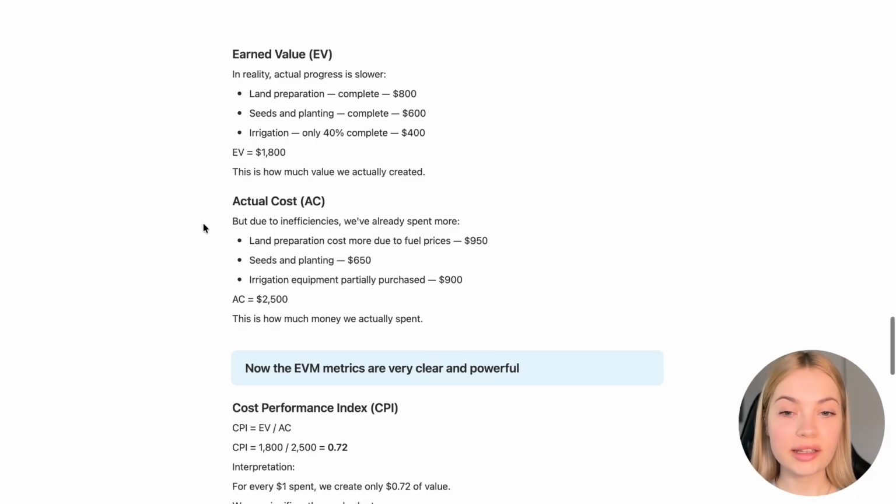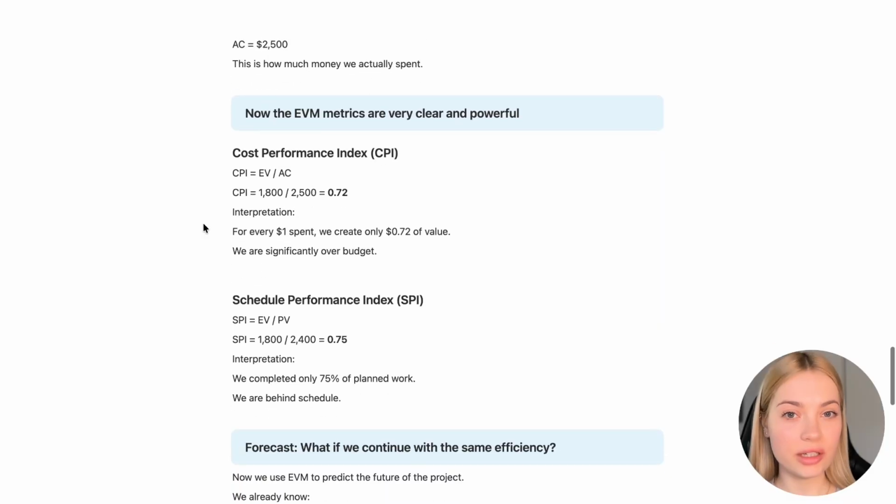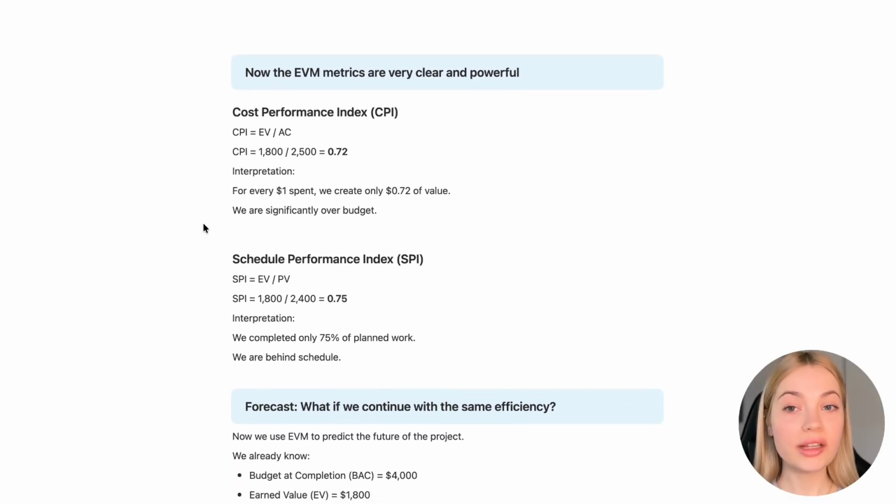Now, let's calculate whether we're efficient or not. So let's start from cost performance index. So the formula is as follows. 1,800 divided by 2,500 is 0.72. So it means that for every dollar we spend on the project, we only create less than a dollar of value. So we are over budget. This business is not profitable at the moment.